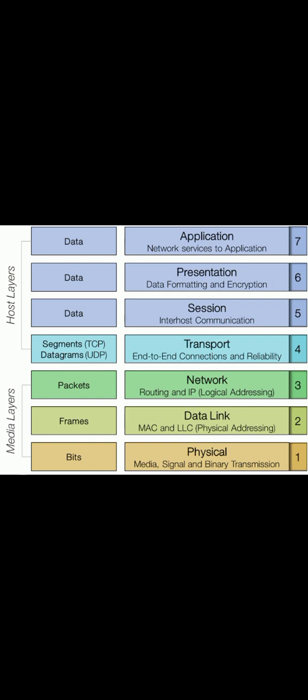In the physical layer, the data will be transferred in the form of bits. In the data link layer, data will be transferred in the form of frames. In the network layer, we can transfer the data in the form of packets. Transport layer, segments. On the top 3 layers, session, presentation, and application layer, we can transfer the data in the form of data. Data means in the form of binary only, so 0 and 1, like that.